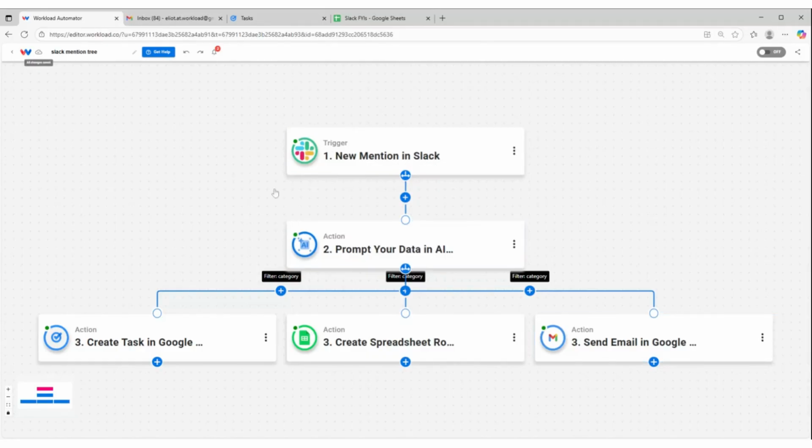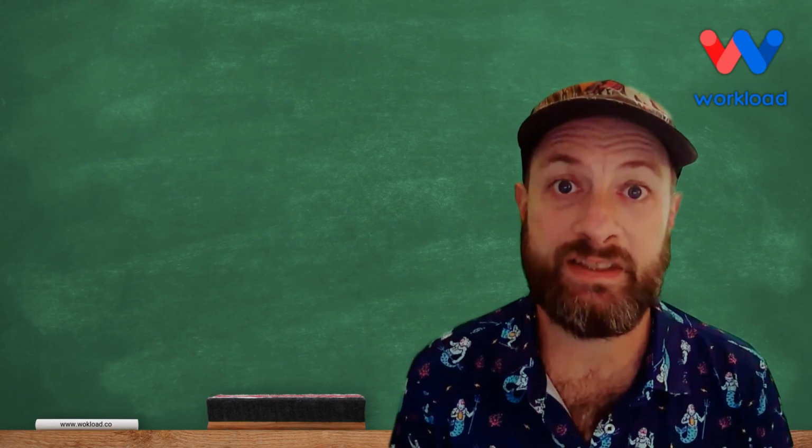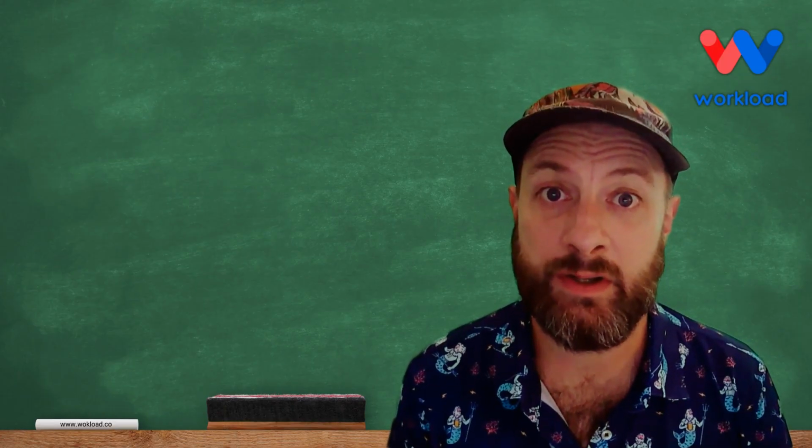So now we have our whole workflow set up. So now I can activate my workflow, and every time I get a new @Eliot mention in Slack, the AI wizard will interpret that information and either send it to Google Tasks, Google Sheets, or Gmail, depending on the category. That's how you can use the AI wizard by Workload to interpret your Slack messages and send them to the right destination.